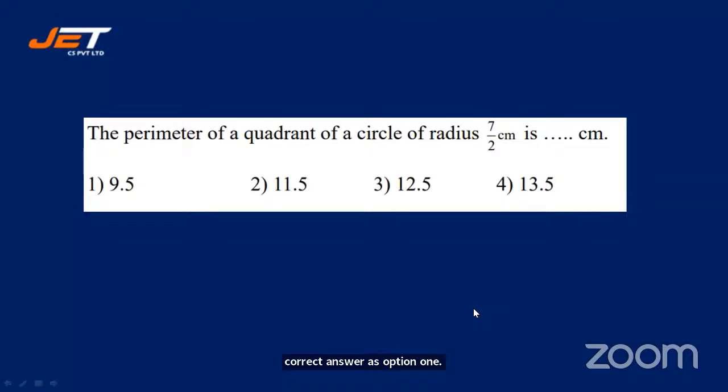The perimeter of a quadrant of a circle of radius 7 by 2 centimeter is dash centimeter. Yes, quickly work out and give me the answer.